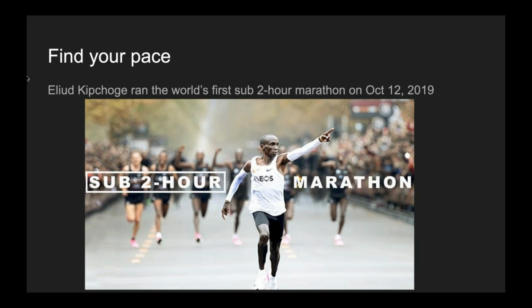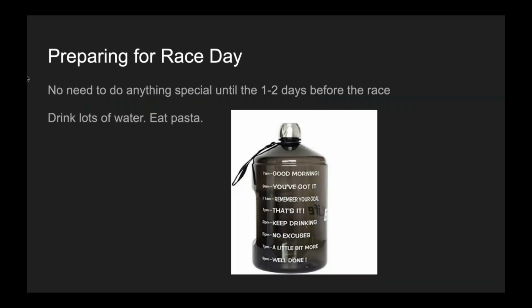You're probably going to walk some of it. That's totally fine. It might take you a little while. Your goal is just to get to the finish line. And then in several years of training, if you want to try and go a sub 2-hour marathon, that's your decision. So preparing for race day, you don't need to do anything special until 1 to 2 days before the race.